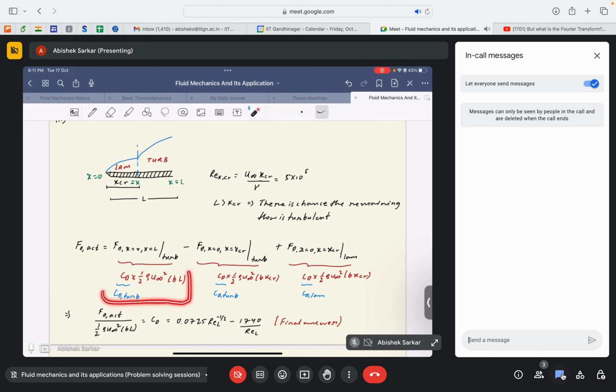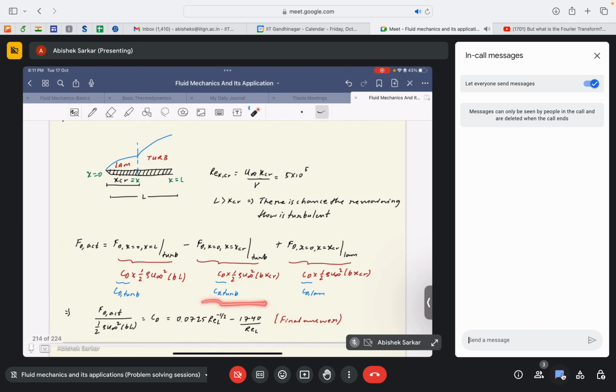Secondly, since the velocity profile here is laminar instead of turbulent, we need to subtract the contribution of the drag force because of a turbulent velocity profile for this part, from x equal to 0 to x equal to XCR. That is exactly what is done, and you can understand it in that way. Then since this is removed, we just substitute it with the laminar solution. That is what is being done here.